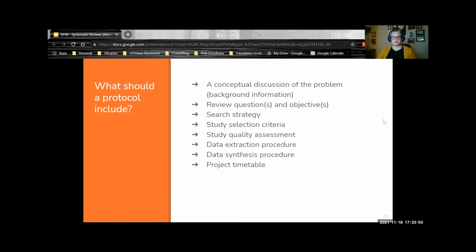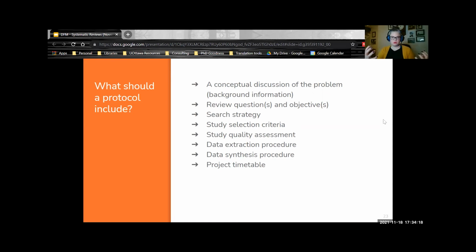So we already touched on this, but what should a protocol include? As we saw in the Cochrane one, there was a lot of information there. It doesn't all have to look like that. Essentially, you want to have a conception of the background information. Why are you studying what you're studying? All right. And so you're setting the scene of the story. That's really what a systematic review is. Any type of review, it's setting the scene of a research story.